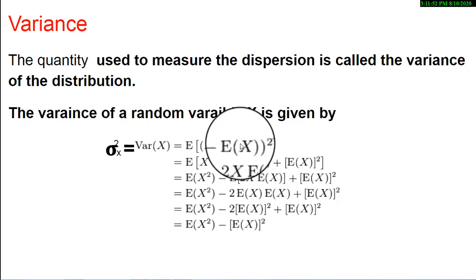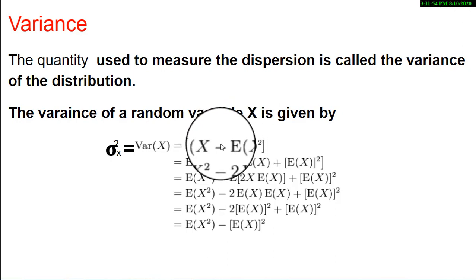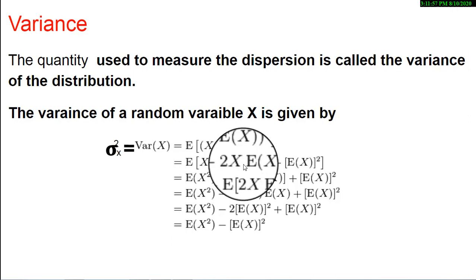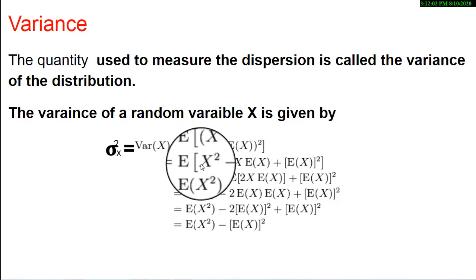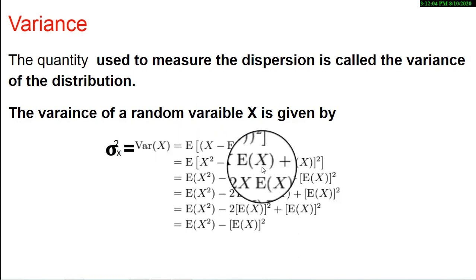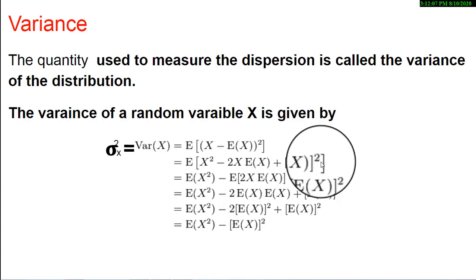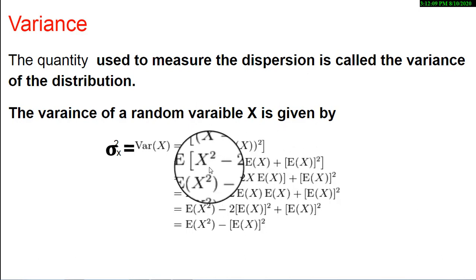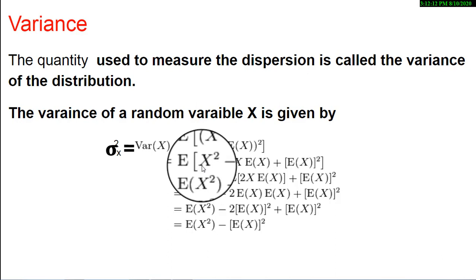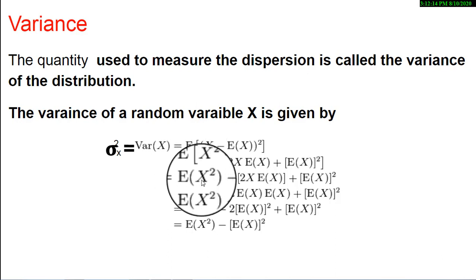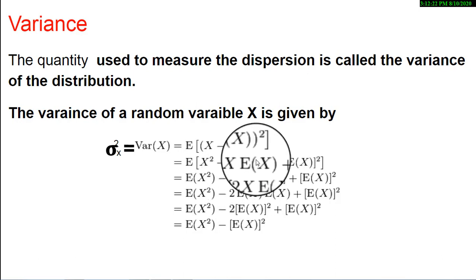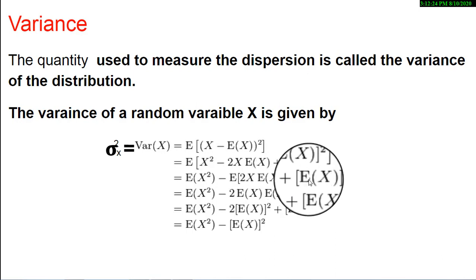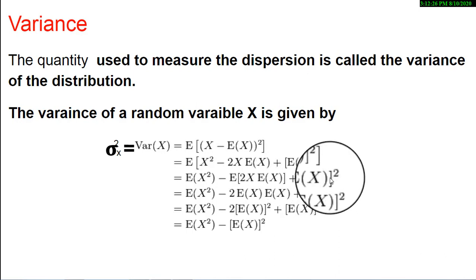Now, this can be opened in the form of (a minus b) whole square, that is a square minus 2ab plus b square. So I'm just opening this, and I'll get the expected value of x square minus 2x E of x plus (E of x) whole square. Now I'm separating each of them as an individual product: expected value of x square, minus expected value of 2x times E of x, plus (expected value of x) whole square.